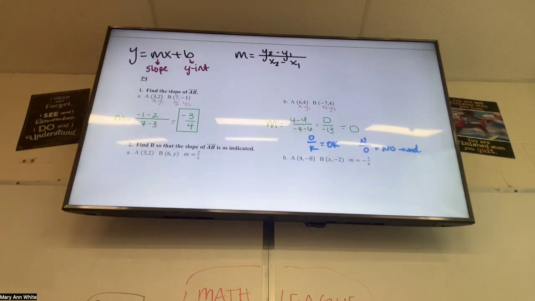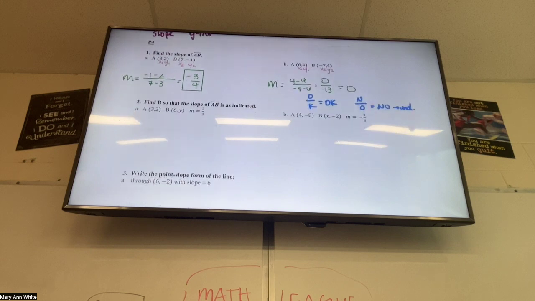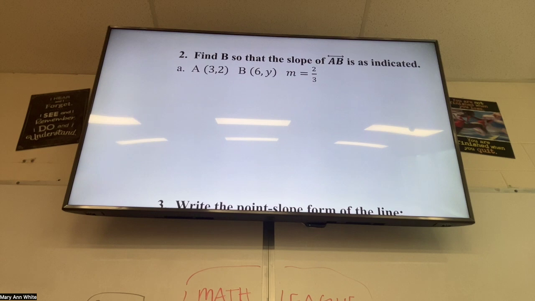All right. Now the next part, it says find B so that the slope of AB is as indicated, okay? This is maybe something that you've done, maybe not, but I think it's something that we're going to be able to kind of figure out pretty easily. I still have my points x1, y1, x2, y2.